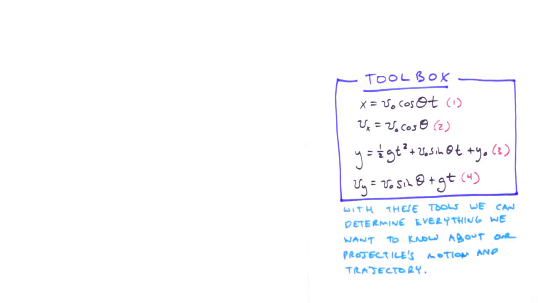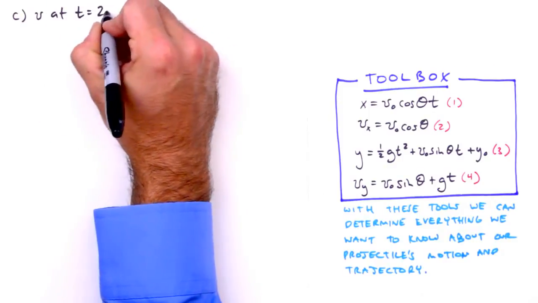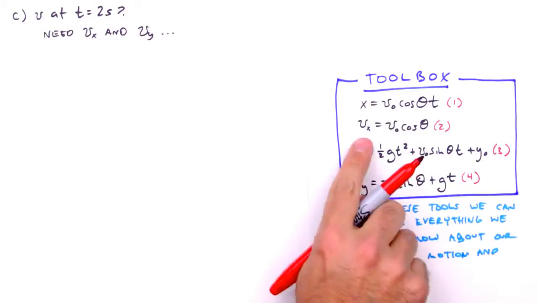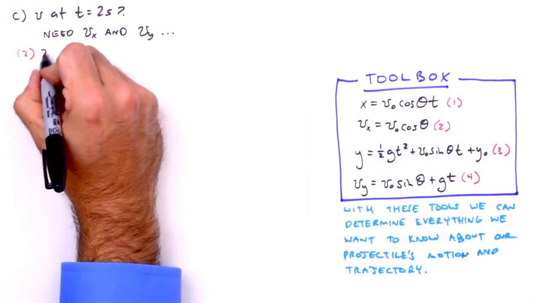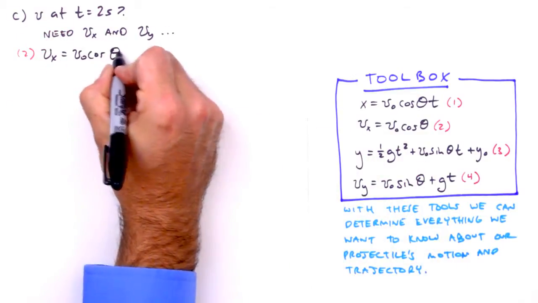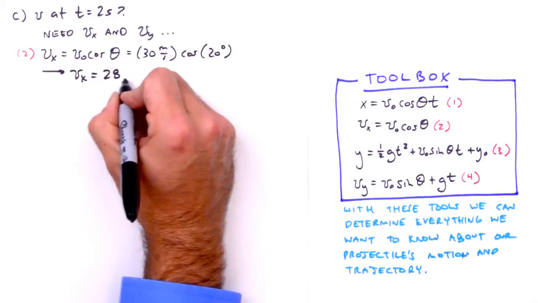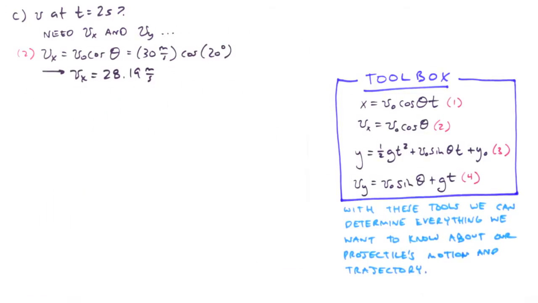Lastly, we'll determine the projectile's velocity 2 seconds after launch. We'll need to determine the x and y components separately, so starting with v sub x, we'll use equation 2. v sub x equals v sub o cosine theta. Using the aforementioned known values, we get 28.19 meters per second for the horizontal component.